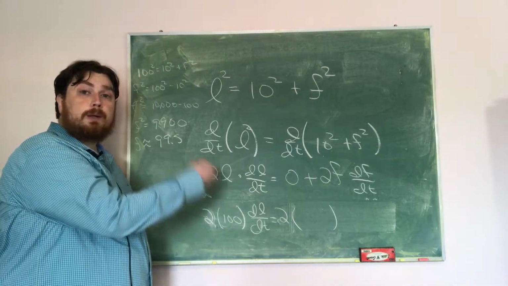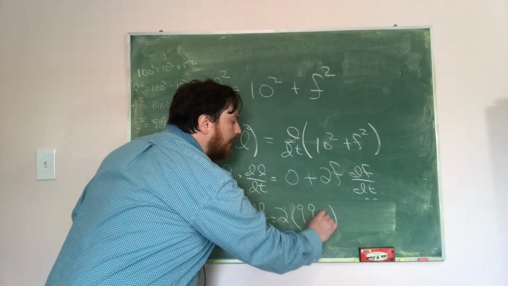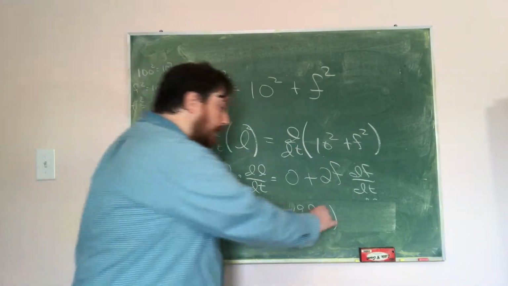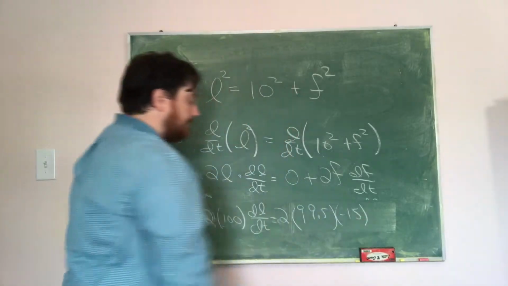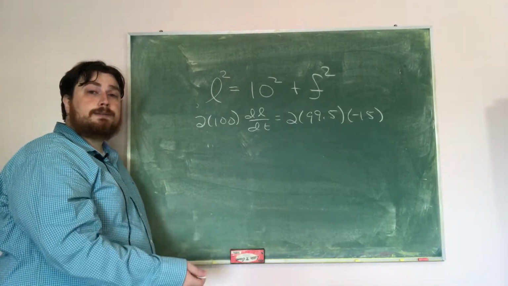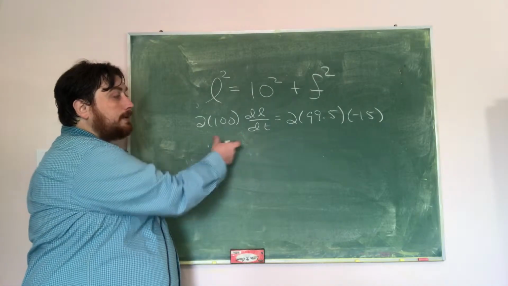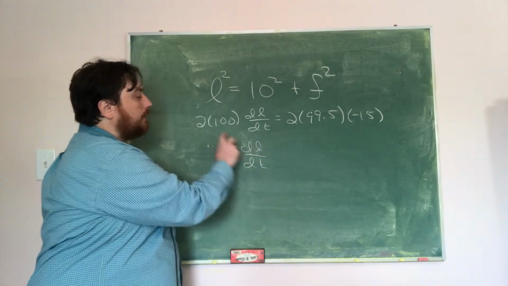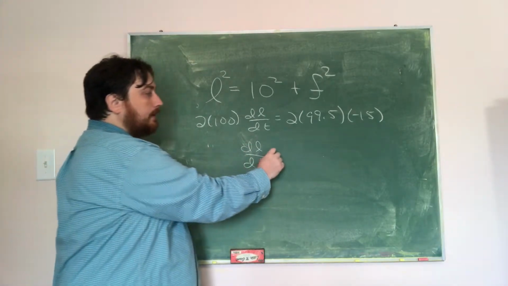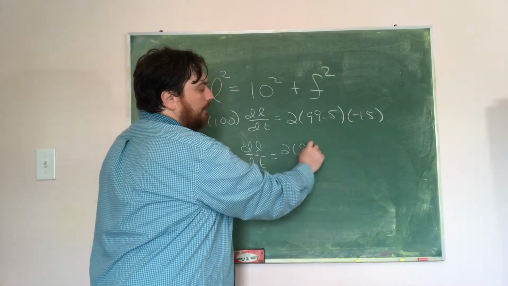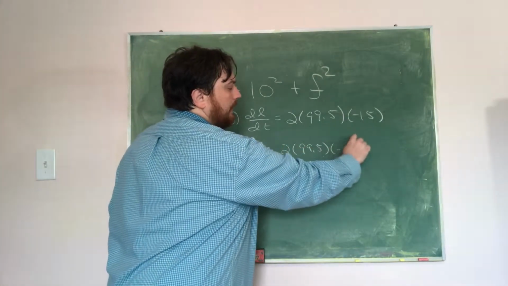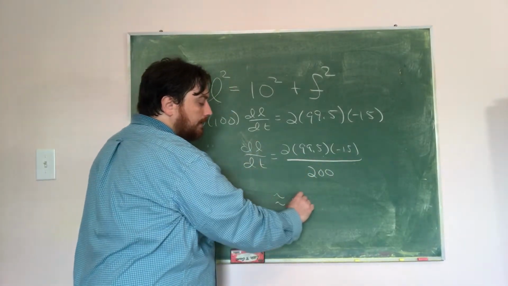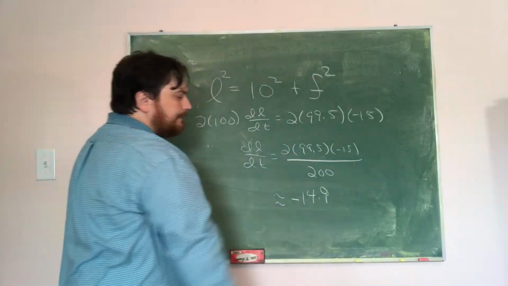Now that we found F, we can go ahead and plug that in. So F was 99.5. And then dF/dt, remember, was negative 15. So we plug in negative 15. Alright, I erased some things so that I had a little bit more room. Now what we need to do is just solve this equation for dL/dt. So I just need to divide by 2 times 100, which is 200. This cancels out. And we get 2 times 99.5 times negative 15 over 200 is going to be dL/dt. And that's approximately negative 14.9.